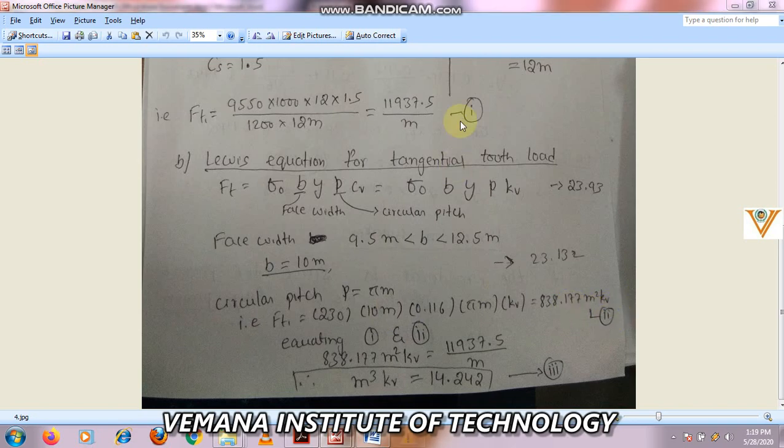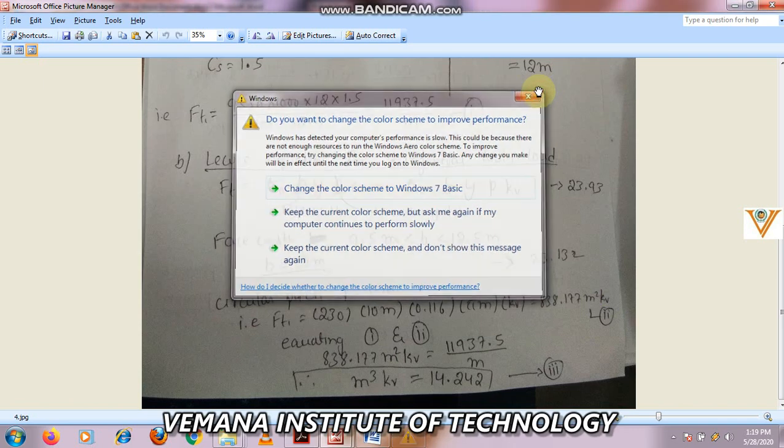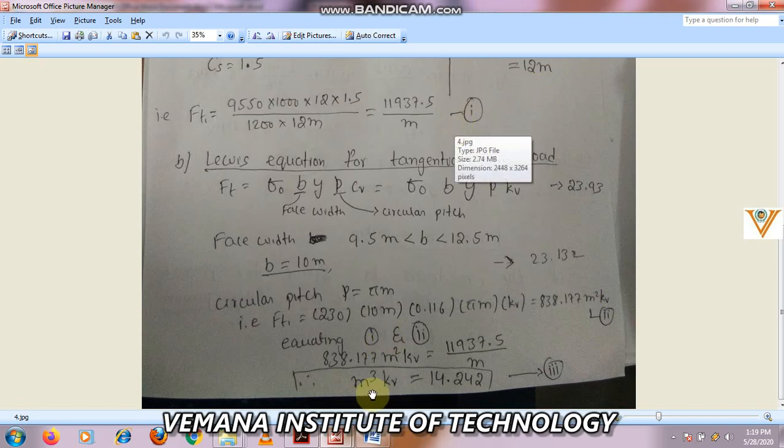So equate equation number 1 and 2. We get the values in terms of module and KV: m cube into KV is equal to 14.242. Still we didn't get the perfect or round value. Still we have the equation in terms of module and KV. So the final is 14.242, equation number 3.